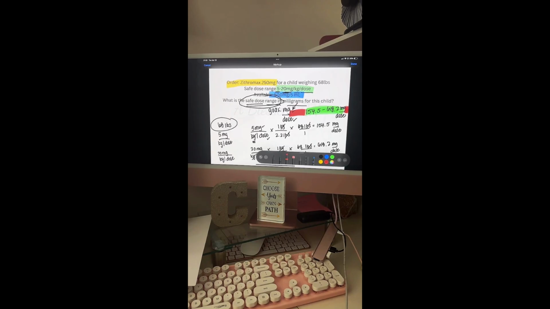So let's look. Your ordered amount is 250 milligrams, right? Is that going to be in the safe zone, or is it going to be in the not safe zone, in the red zone? Let me know. It's safe. Yes, because it's somewhere up in here, right?